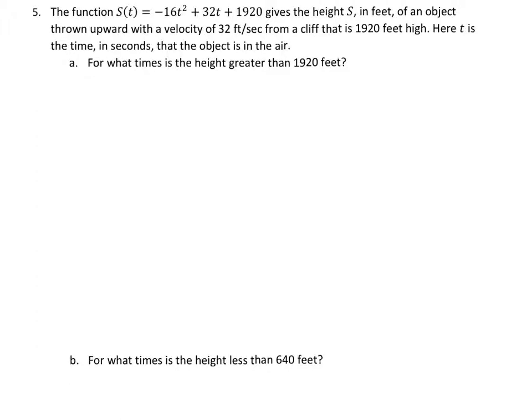Now we're going to look at an application. We have a function here, s of t equals -16t squared plus 32t plus 1920, gives the height s in feet of an object thrown upward with a velocity of 32 feet per second from a cliff that is 1920 feet high. Time is in seconds, and that's t, and s represents the height of the object in the air. And part A says, for what times is the height greater than 1920?